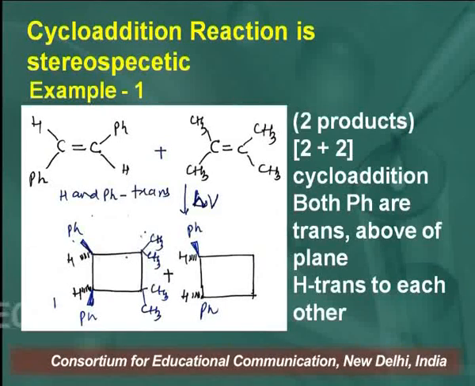So, learners, we will see here cycloaddition reactions are very stereospecific reactions. According to the number of reactants taking part in the reaction, we get different stereoisomers. We can say here two reactants, where in one reactant H and Ph are trans to each other, react with an ene, and we get two stereoisomers. In those stereoisomers, both Ph are trans, that is above the plane, and H is also trans to each other. So that's why cycloaddition reaction is a very stereospecific reaction.